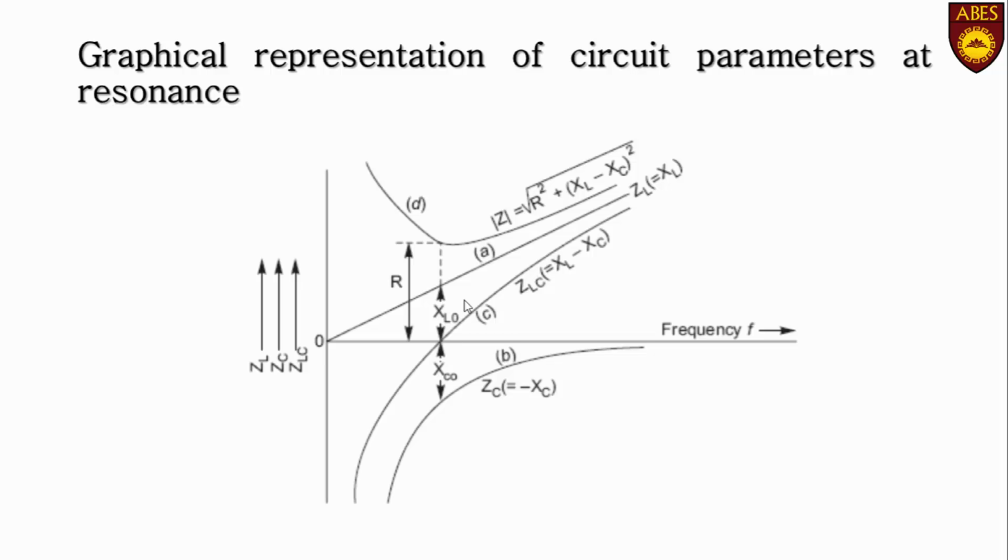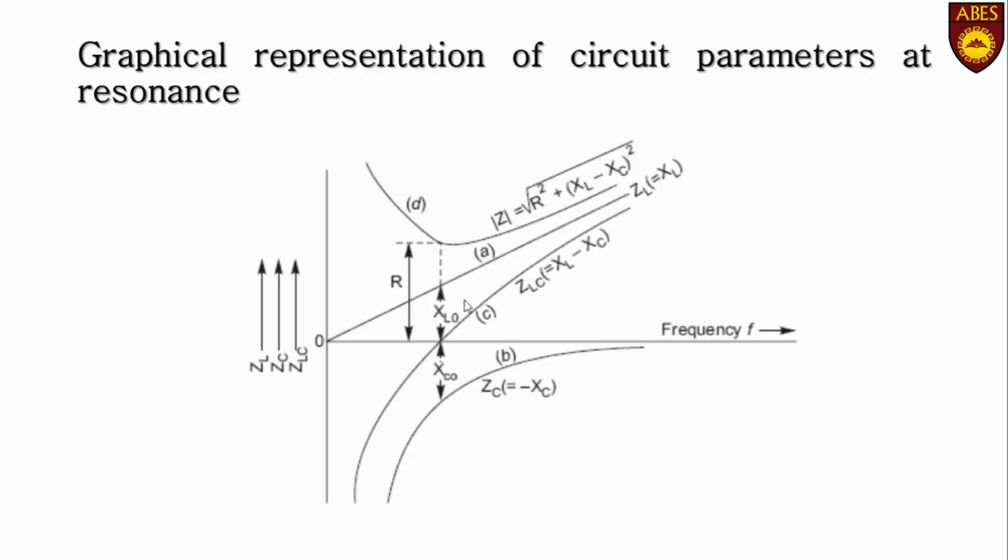The graph plotted between various circuit parameters. Graph A represents the inductive reactance XL. These graphs are plotted with respect to frequency, with all the circuit parameters like XL, XC, Z or R on the vertical axis, and the supply frequency on the horizontal. In graph A, we plot inductive reactance XL, as XL is directly proportional to frequency. At frequency equal to 0, the curve starts from the origin. As XL is directly proportional to F, this is a linear curve, simply a straight line passing through the origin.